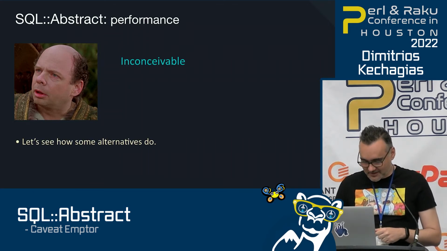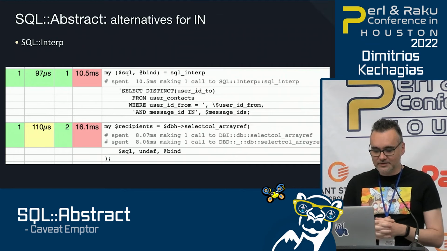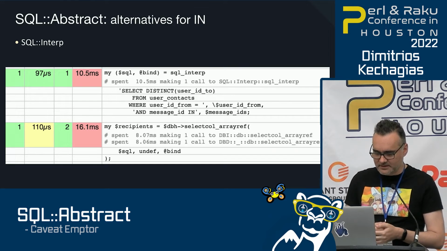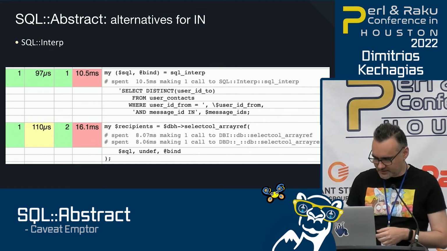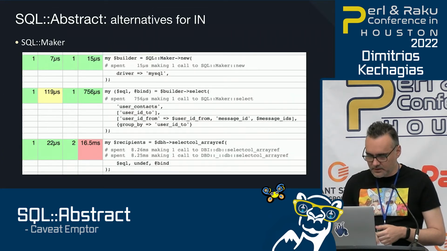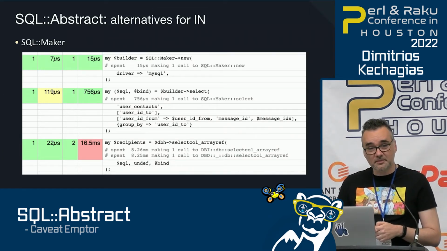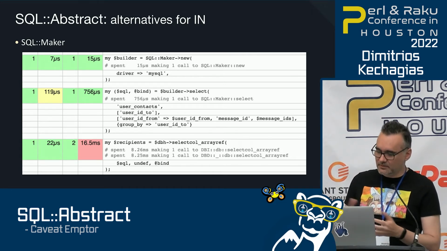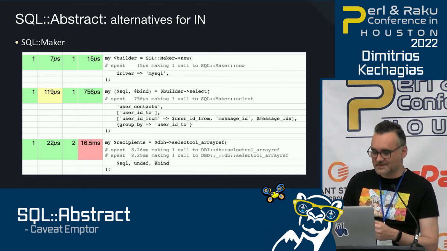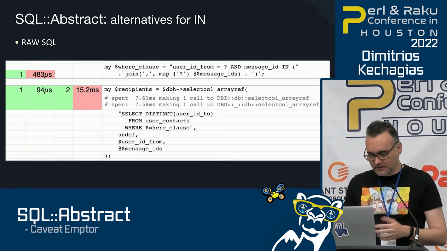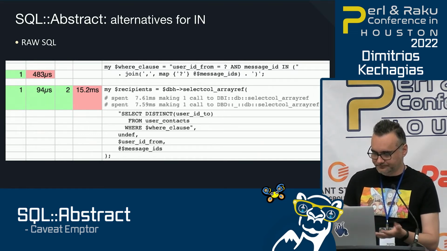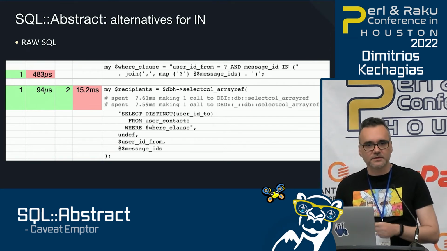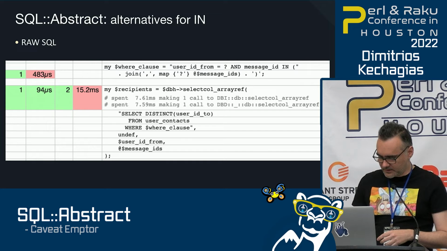And let's see how some alternatives do. This is SQL interp. It's much faster, but I wouldn't call it fast. It's still similar to the time it takes for the actual fetch and execute. SQL Maker is under a millisecond, which is quite nice. People think that the syntax is less pretty. So this is just doing it yourself, so under half a millisecond. So actually, SQL Maker was pretty close to this, which is quite good.